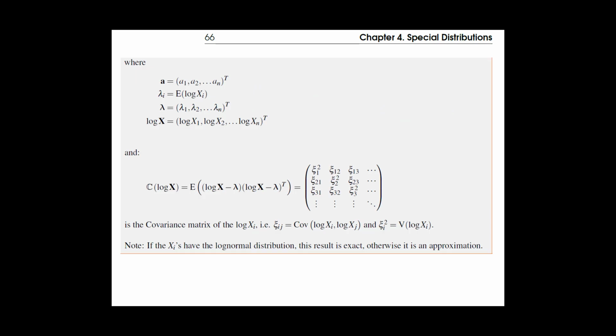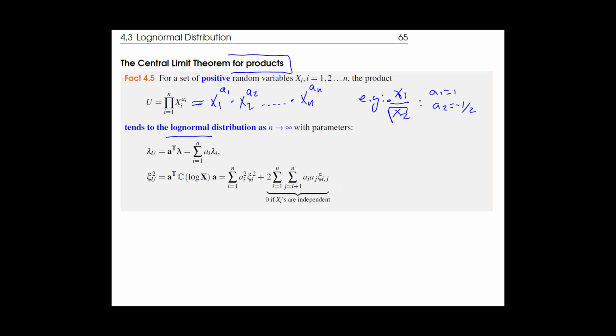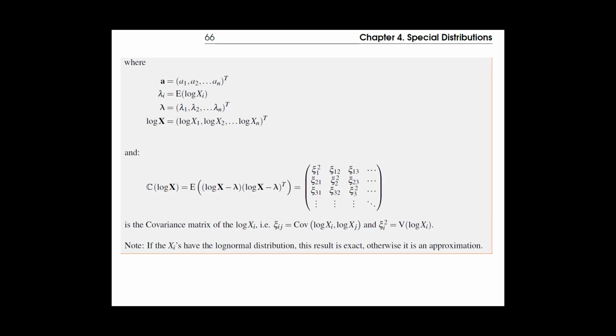Let me show you why this is the case. These are the definitions of the a's and the lambdas, but they're the same as before. Now, the covariance matrix that we use for the variances here is the covariance matrix of the log of x, because everything refers to the log of x now. And as before, if the xi's do have the log normal distribution, then this theorem is going to be exact and not an approximation.